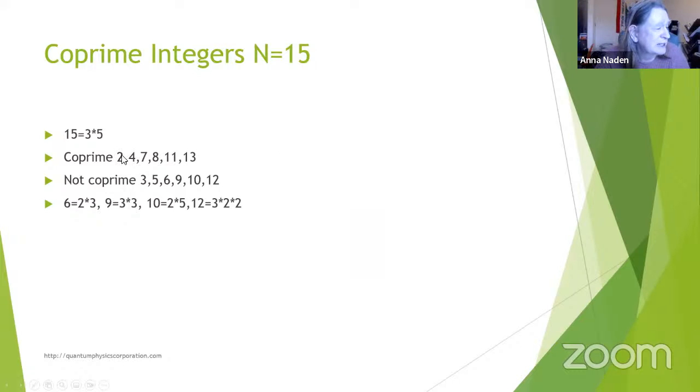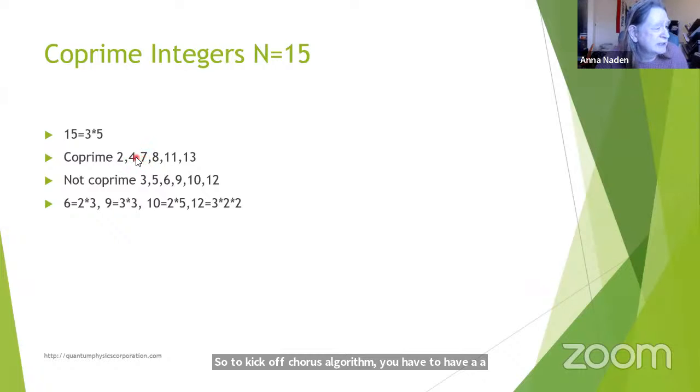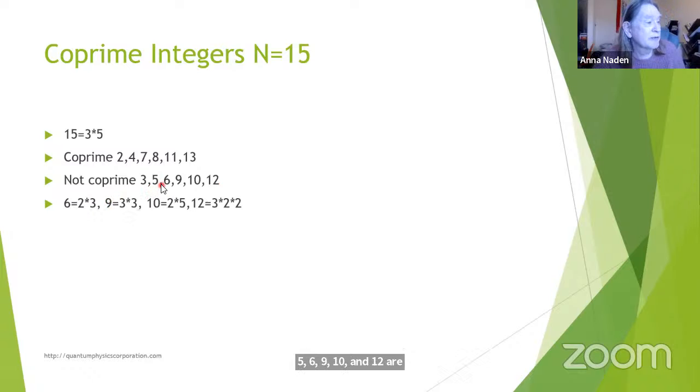So to kick off Shor's algorithm, you have to have a co-prime integer, an integer that doesn't have any factors in common with the public key. So in the example we're doing, the public key is 15 and the co-prime integers are 2, 4, 7, 8, 11, and 13. 3, 5, 6, 9, 10, and 12 are not, because they're multiples of either 3 or 5. Are there any questions about co-prime integers?